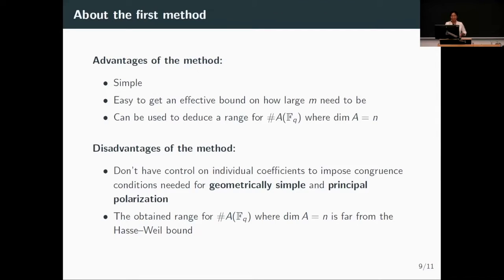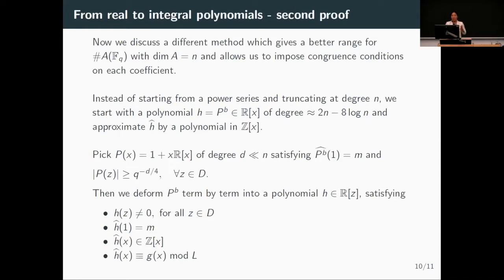So now let's introduce the second method, which helps with these disadvantages but, on the other hand, is more complicated and more difficult to make effective. Namely, instead of starting from a power series with integral coefficients and truncating, we are going to start with a polynomial with real coefficients and approximate it by an integral polynomial term by term, so that I have better control over each of the individual coefficients. I'll do it step by step.